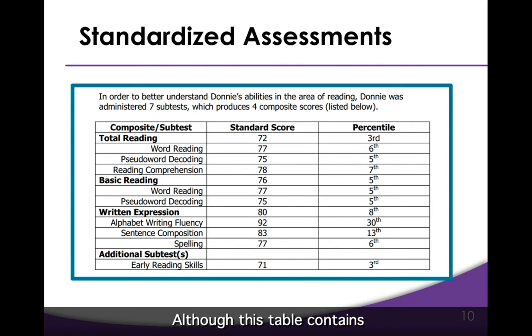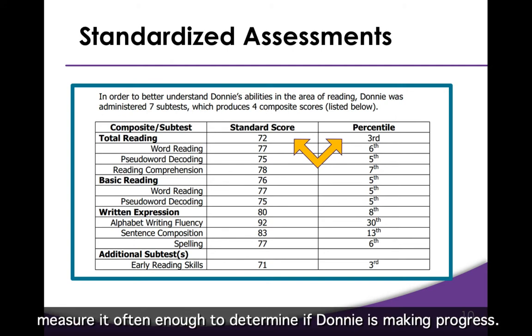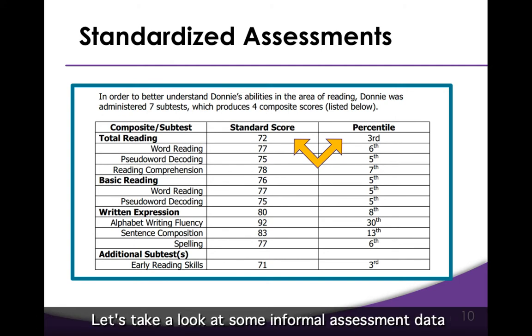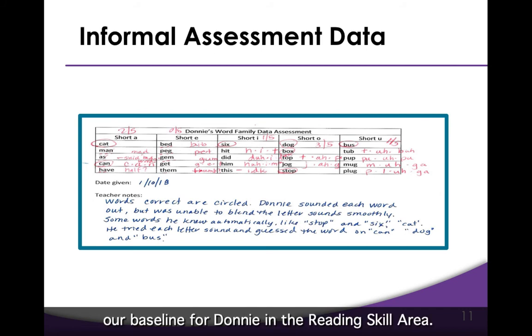Although this table contains standard scores and percentile scores, it would be difficult to write a precise IEP goal from this assessment data and then be able to measure it often enough to determine if Donnie is making progress. Let's take a look at some informal assessment data that helps us drill down to Donnie's exact needs. The data on this page will inform our baseline for Donnie in the reading skill area. The informal assessment on word families indicates Donnie has difficulty blending sounds together to read words fluently.